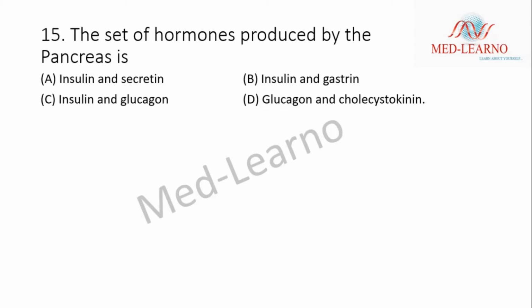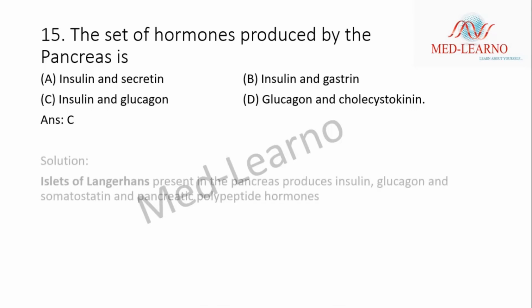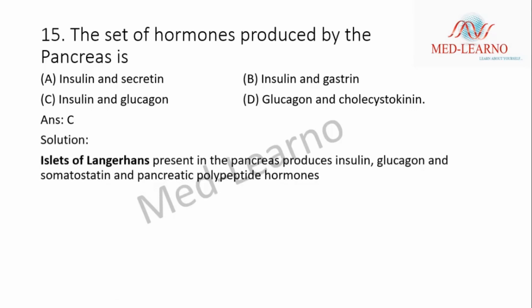The set of hormones produced by the pancreas is: insulin and secretin, insulin and gastrin, insulin and glucagon, glucagon and cholecystokinin. Answer is option C, insulin and glucagon. Here in the pancreas, we find the endocrine gland called islets of Langerhans. Islets of Langerhans produce insulin, glucagon, somatostatin, and pancreatic polypeptide hormones. The gastrointestinal tract produces secretin, gastrin, and cholecystokinin.